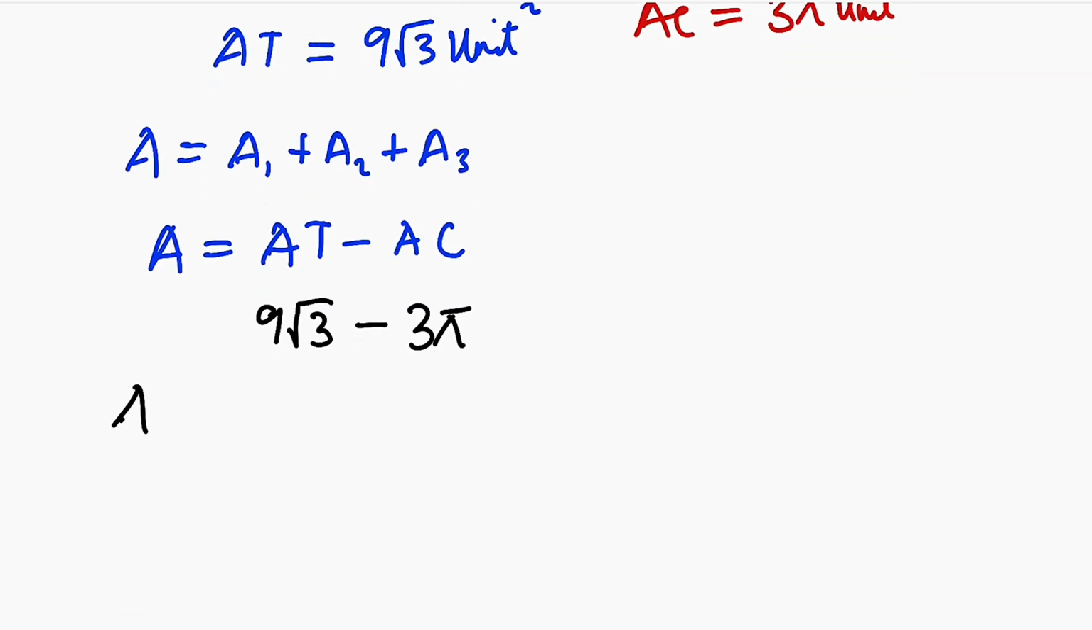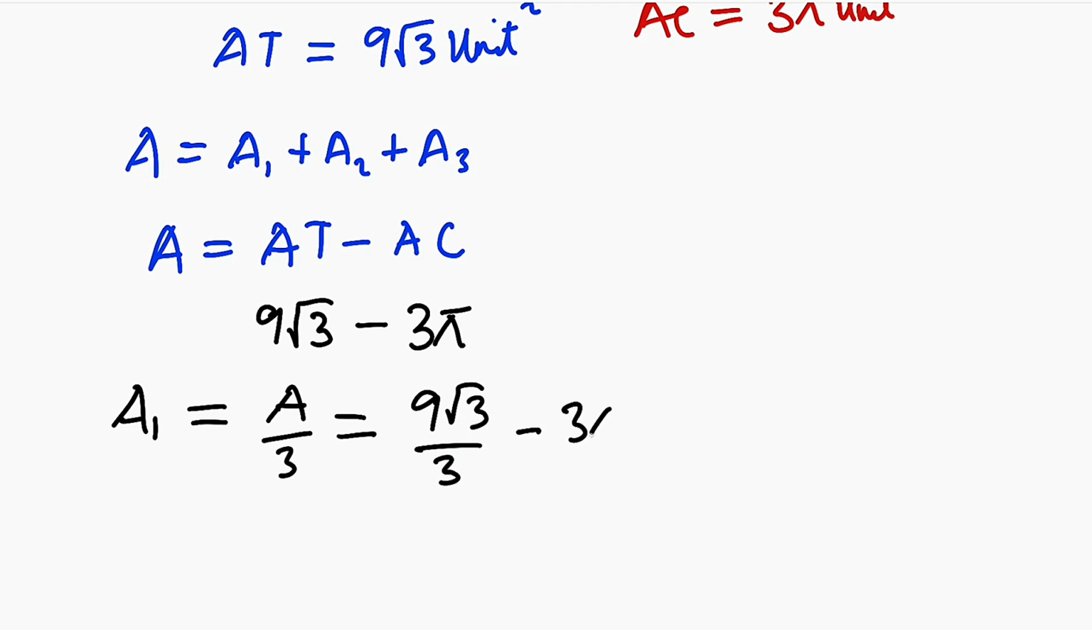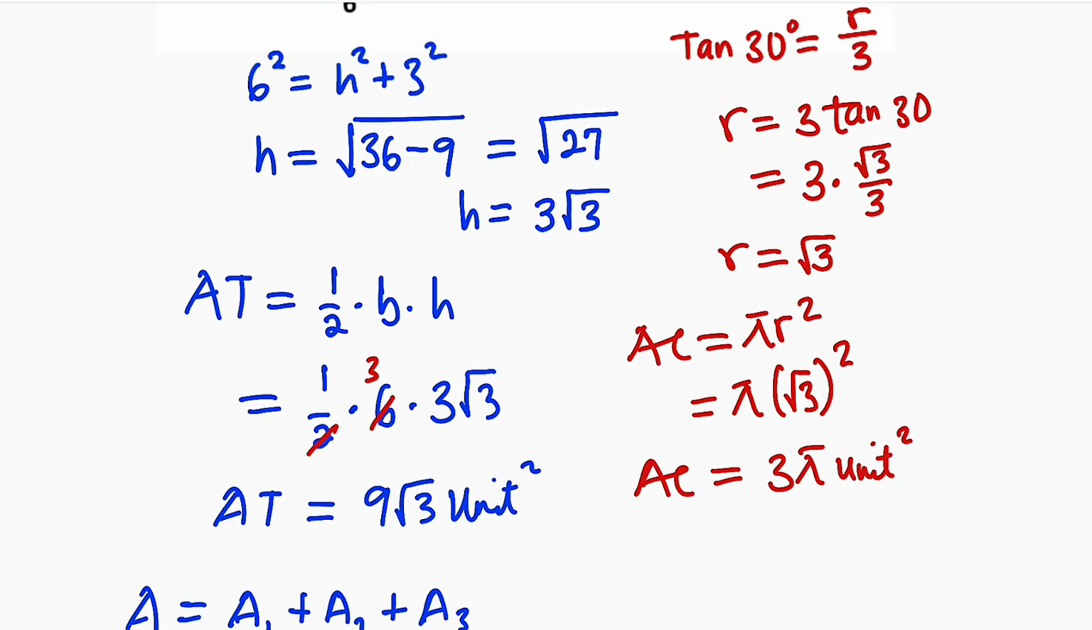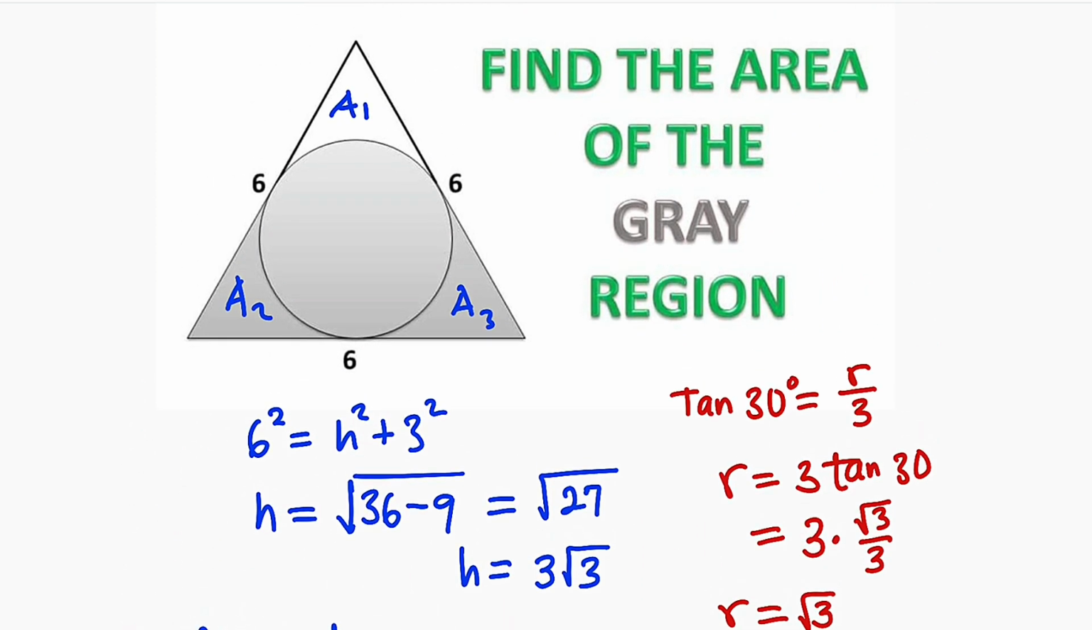So to find A1, because all the three regions are the same, we can now divide A by 3. And this is equal to 9 root 3 divided by 3 minus 3 pi divided by 3. This is equal to 3 root 3 minus pi. All right. So we have obtained the area of one of these three regions. So how can we find the area of the gray region? We can just take the area of the triangle, subtract one of these areas, and we are done.